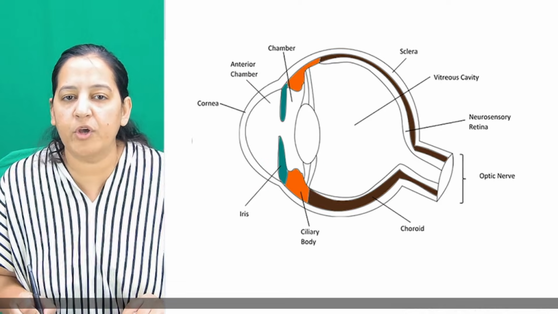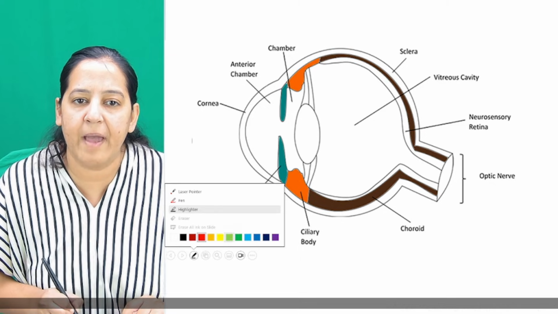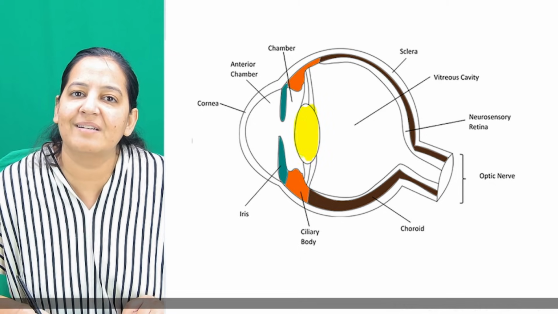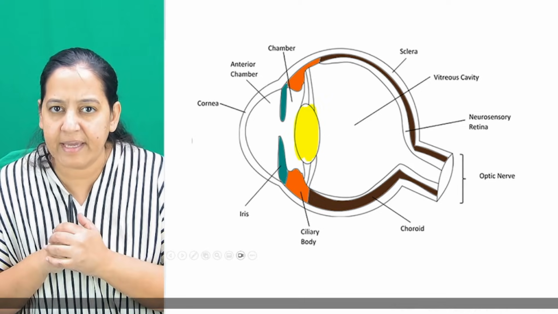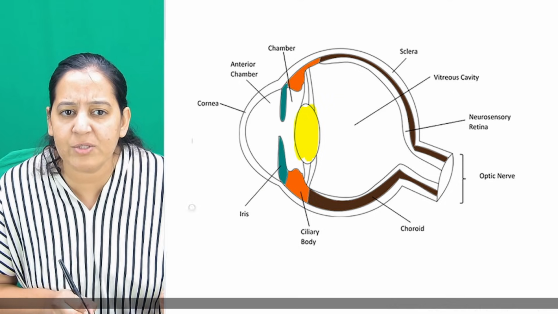And zonules. What do you mean by zonules? Can you see this is the lens? Appreciate where the lens is in this diagram. This is the lens. Can you see? Who is holding the lens? Is the lens placed as it is in the eye? No, something is holding it. What thing is holding the lens?